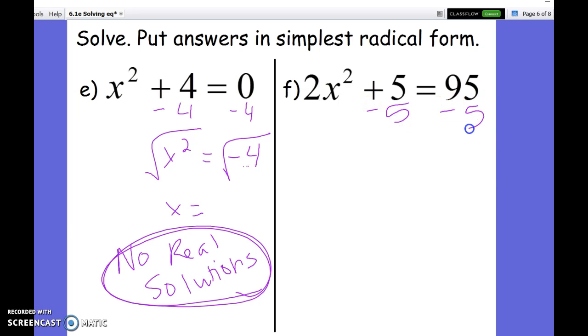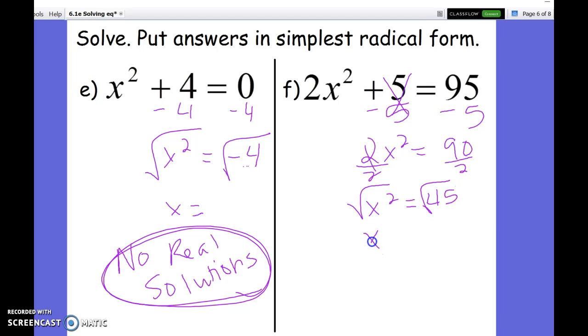Again, it'd be a good idea to pause the video and try a couple of these for yourself. 2x squared equals 90. Well, you can divide by 2 on both sides. X squared equals 45. Remember, as soon as x squared is by itself, that's when you can take the square root on both sides. So x is going to equal plus or minus the square root of 45.